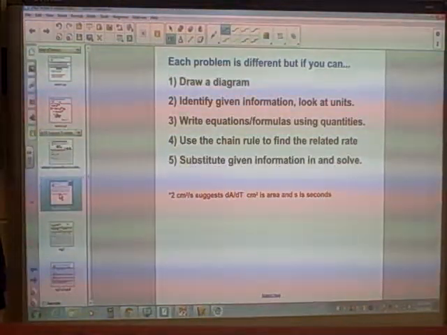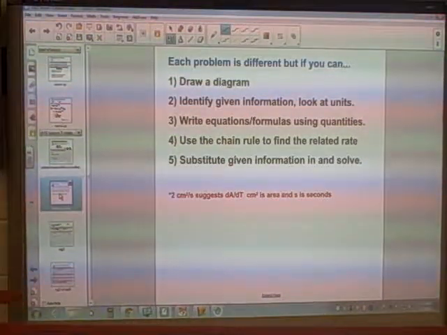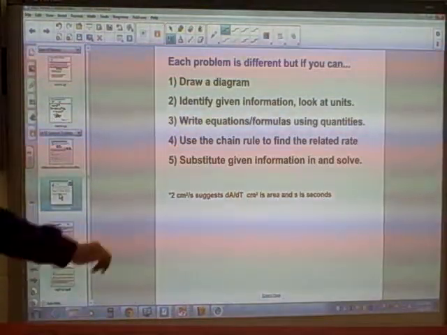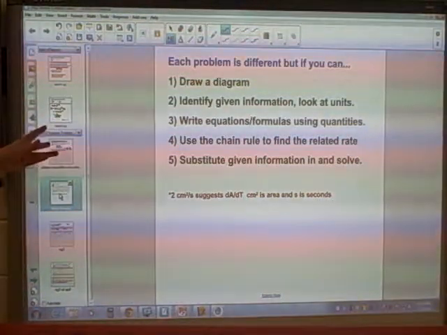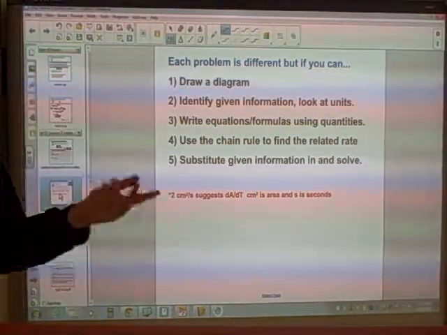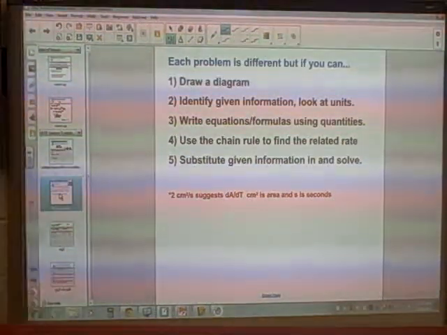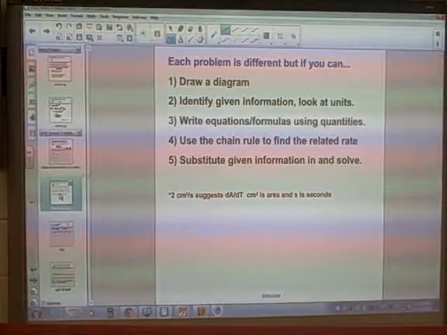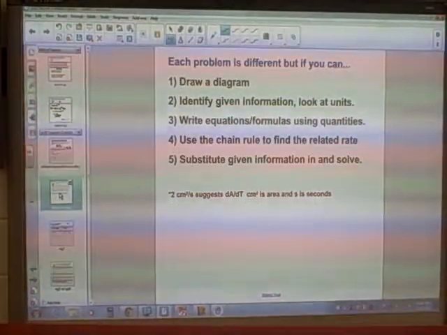Write the equations and formulas using quantities. So the last example we did was volume of a cube. It could be volume of a sphere, area of a circle, that sort of thing. Use the chain rule to try and find the related rate. So find out what you are trying to find, and then try and find two differentials you can use to make that differential. And then finally, substitute any given information that you have into the formula so you can actually go and answer the question. And on our next clip, we'll look at two more examples.